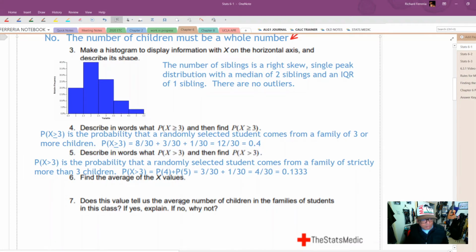Okay, now we're going to find the average of the X values. All the X values that were valid here were 1, 2, 3, 4, and 5. When we add those and divide by 5, we get 3. So does that number tell us the average number of children in the families of students in this class? I don't know.